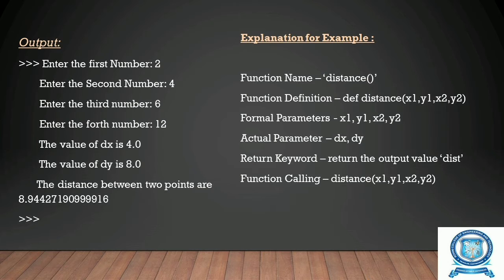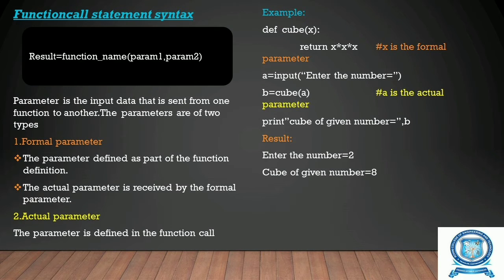So, the function name is distance and that is the function definition, as I have told you, and the return keyword is what retrieves the return value. Now let us see the function call statement. The syntax of that is: result is equal to function name, with some parameters inside. The parameter is the input data that is sent from one function to another.